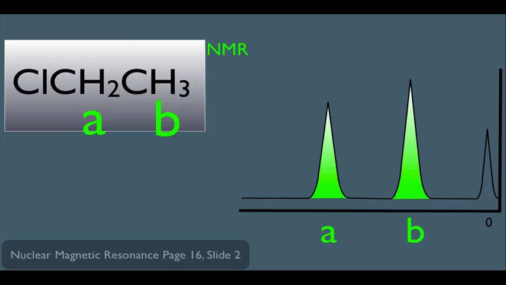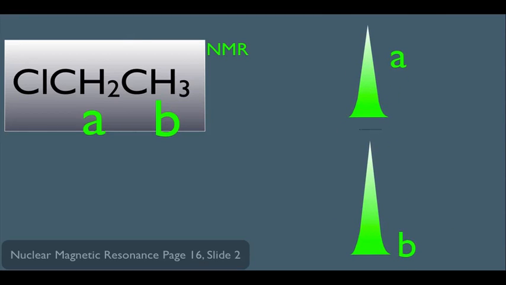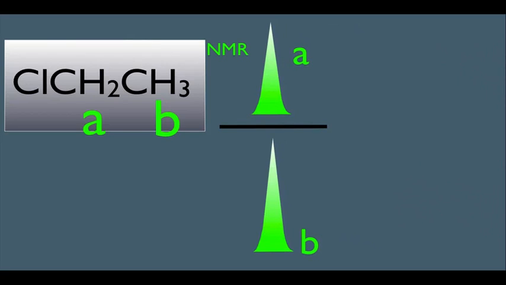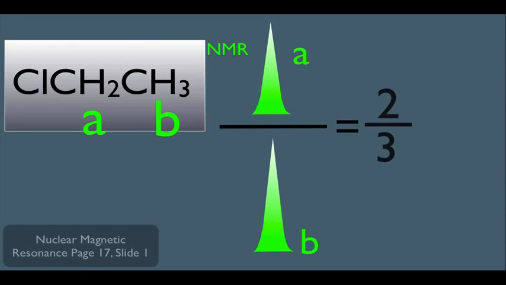What I want to show you here is a very important relationship. If you took the area of A and divided it by the area of B, you would get a certain value, and that value would happen to be equal to 2 to 3. And here's the important relationship. 2 to 3 actually happens to be the ratio of A hydrogens to B hydrogens in our sample. Notice, look at our molecule here. There are 2 A hydrogens for every 3 B hydrogens. This is not a coincidence.